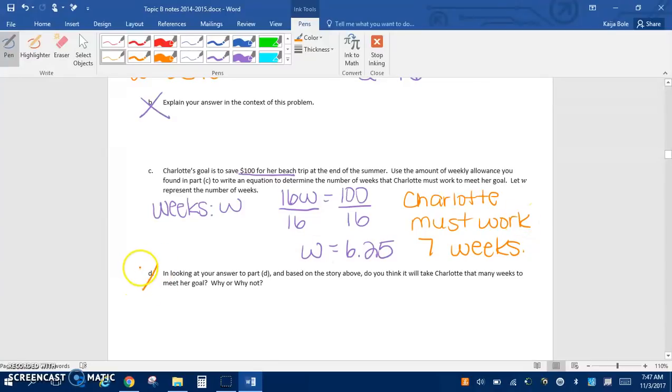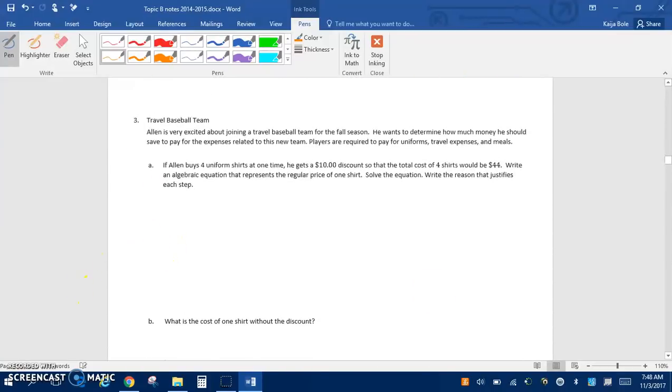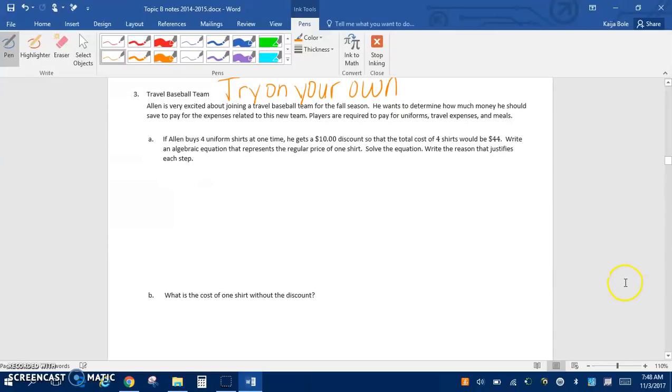Alright, now we're going to skip part D here. So if you flip over to the next page, I want you to try this whole page on your own. Alright, try it on your own. And then don't worry about the last page. You may skip that and we will come back to it some other time. Alright, so go ahead and do that and then bring any questions that you have to class tomorrow.